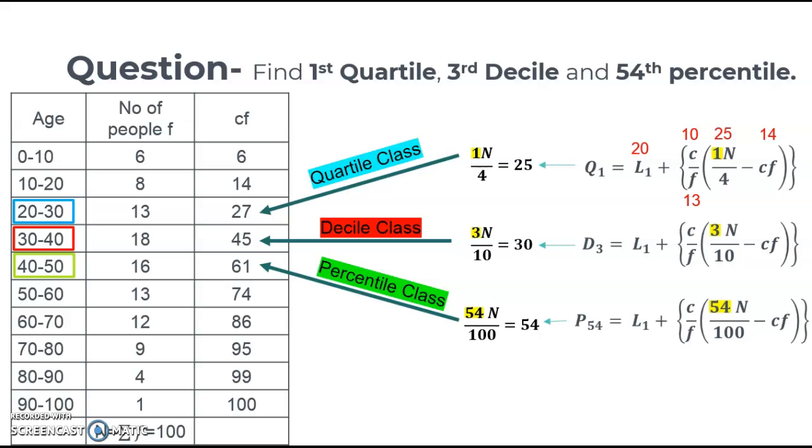By substituting the values in the formula, you can get the answer of Q1, which has to be in between the interval 20 and 30. On a similar basis, you can calculate the value of D3 and the value of P54.